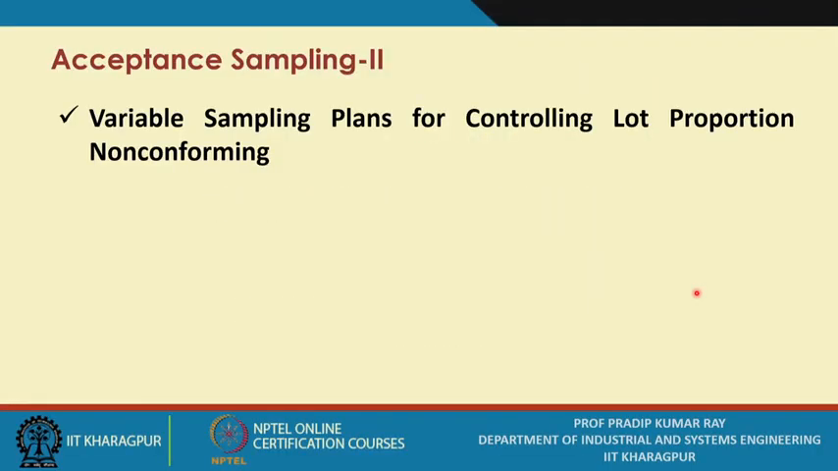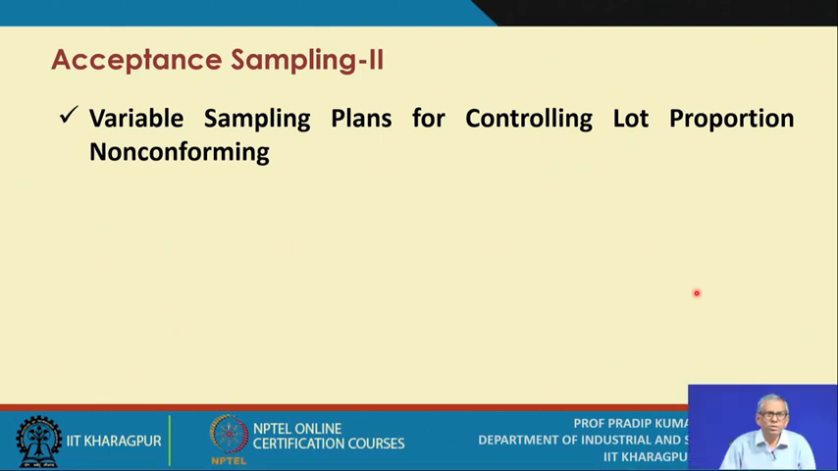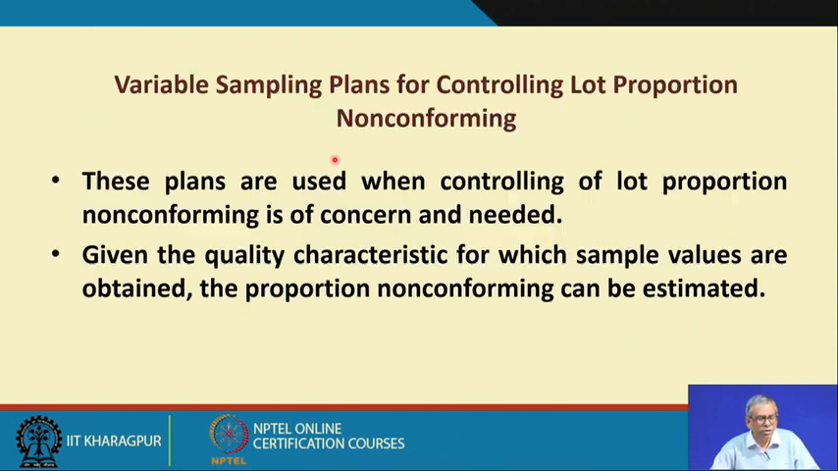We will be discussing the type 2 variable sampling plans. As I have already stated, there are two types of variable sampling plans, and the first type we have already discussed. Now we are going to discuss the variable sampling plans used for controlling lot proportion non-conforming. And obviously, I will be dealing with a number of numerical exercises. Is it okay?